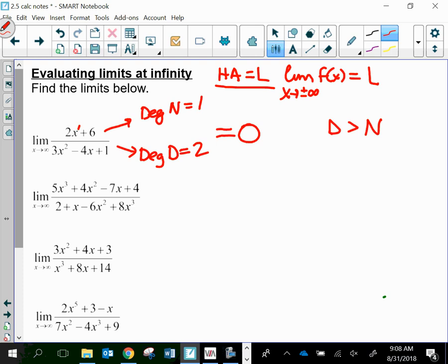Okay. What's the degree on the top, the numerator? 3, because it's the highest power. Degree on the denominator? 3. Okay, remember what, if they're equal?